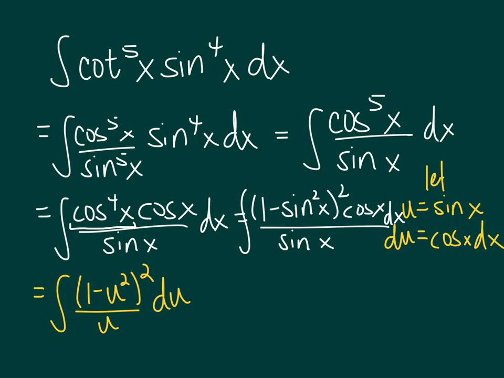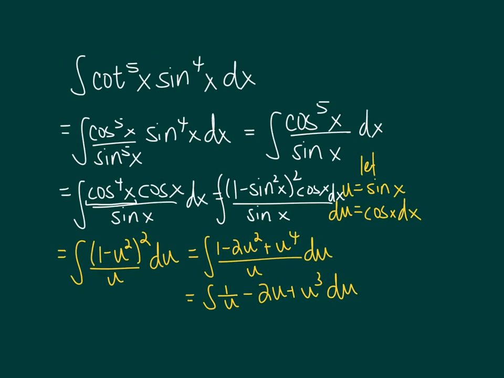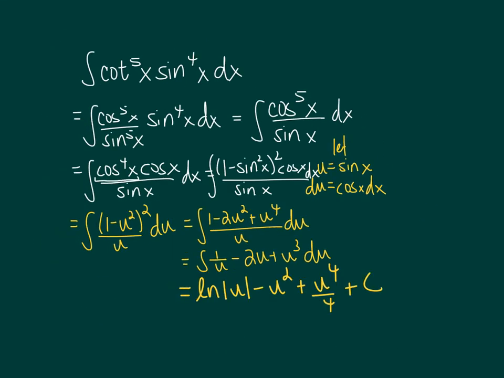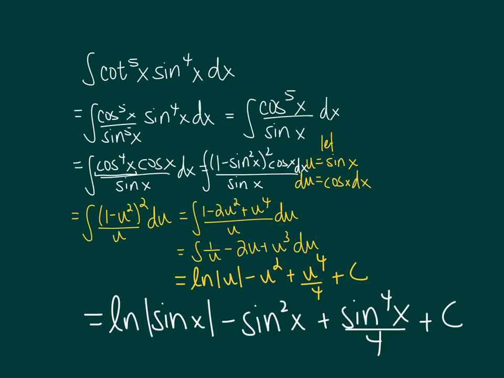And then again, now you're just going to expand this out, simplify terms, and then integrate term by term. The easiest thing to do at this point is just to break this up. Okay, and now you're ready to integrate term by term. Let me get some room here. And then lastly, you'll put this back in terms of x. And that's it.